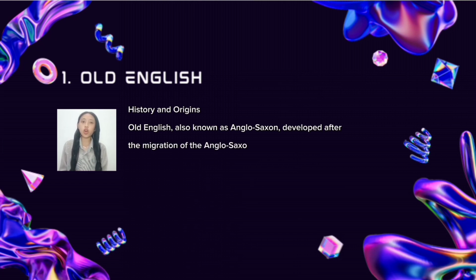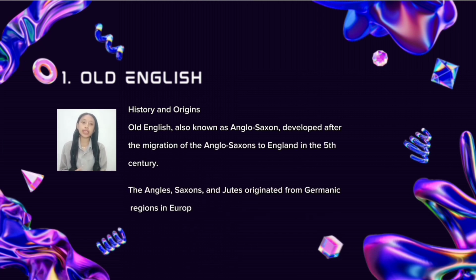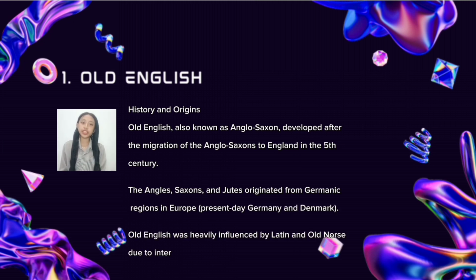The first is Old English. Old English, also known as Anglo-Saxon, developed after the migration of the Anglo-Saxons to the British mainland in the 5th century. The Angles, the Saxons, and the Jutes originated from Germanic regions in Europe. Old English was heavily influenced by Latin and Old Norse due to interaction with the Romans and Vikings.